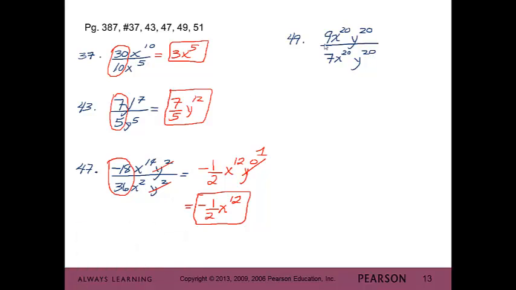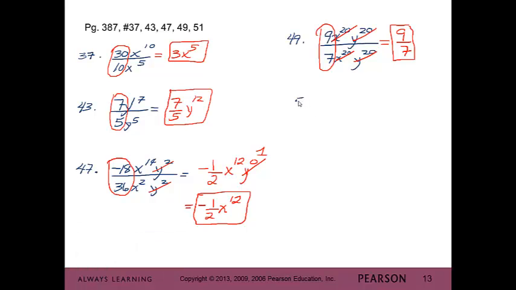So again, let's divide our coefficients into each other. We cannot divide 9 into 7, so we're going to leave it as 9 over 7. And then x to the 20th divided by x to the 20th, well, these cancel each other out. And then y to the 20th divided by y to the 20th also cancel each other out. So the final answer is just 9 over 7.